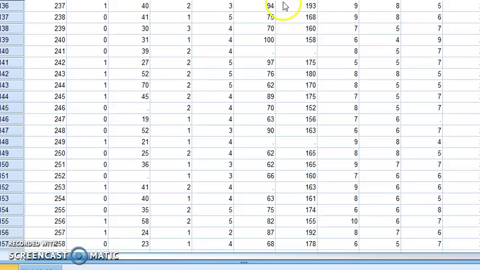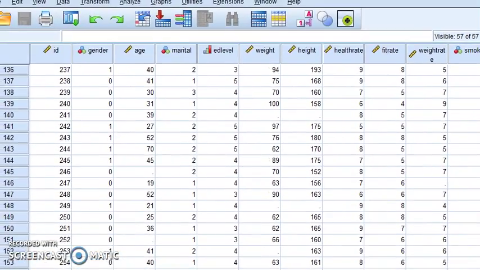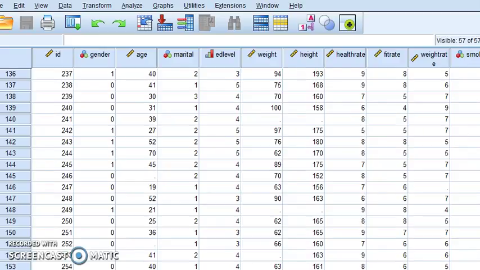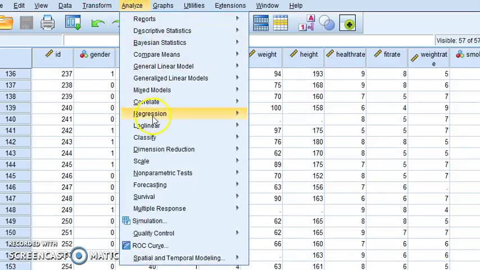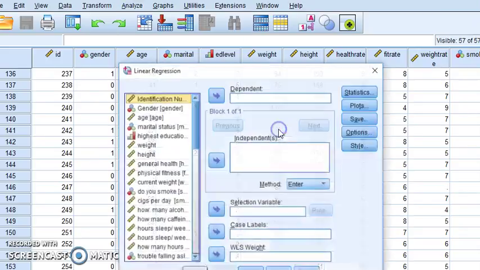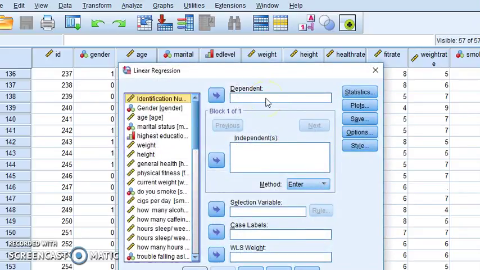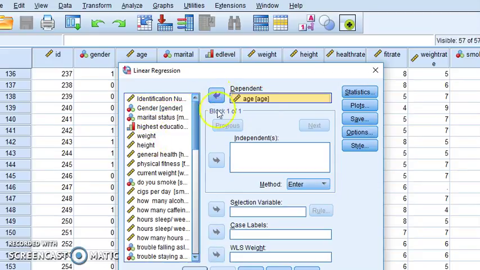So if we go to our data set and we want to conduct a linear regression, we go to Analyze, Regression, and then Linear. Again, our dependent variable is the variable that we want to predict, which is going to be age. We're going to do 2 blocks. The first block is just weight, so we're going to see if we can use weight to predict age. Then we're going to add height, so we have weight, and now we add height. That's our second block.